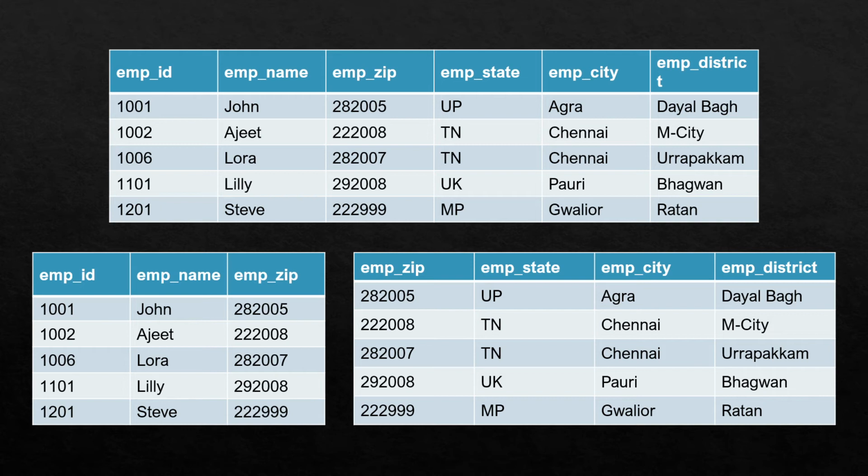To make this comply with 3NF, we have to break the table into two tables to remove the transitive dependency. So here we will divide the table into two parts. First is the employee table, which contains employee ID, employee name, and employee zip code. And the second one is the employee zip table, which contains employee zip code, employee state, employee city, and employee district. So here we remove the transitive dependency and make it 3NF.